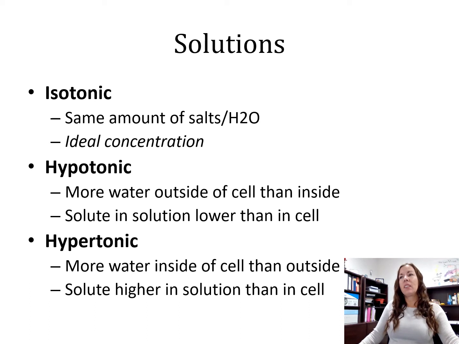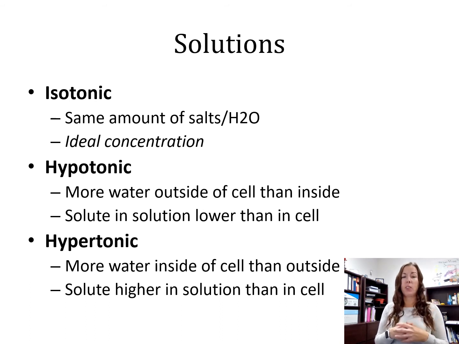When we're looking at osmosis and the movement of water from one side of a membrane to the other, we consider different types of solutions based on that water movement. We'll see these types of solutions in lab as well. When you have an isotonic solution, you have the same amount of particles or solutes as you do water, and that's the ideal situation because there's no movement to one side or the other. It's just equal. There's an equilibrium.